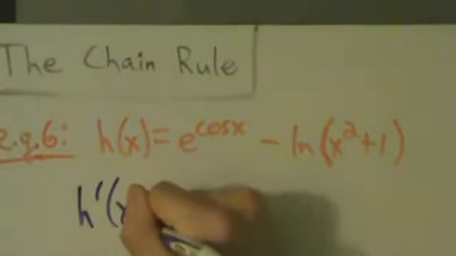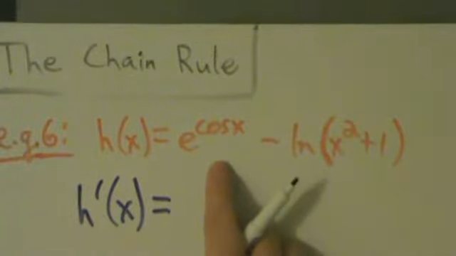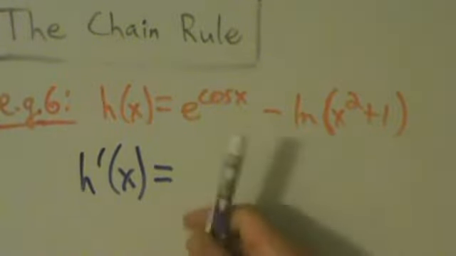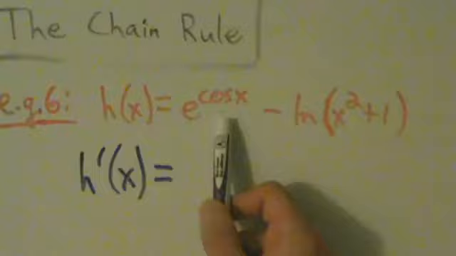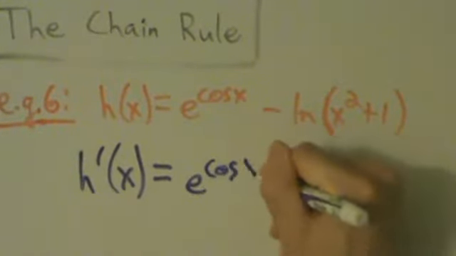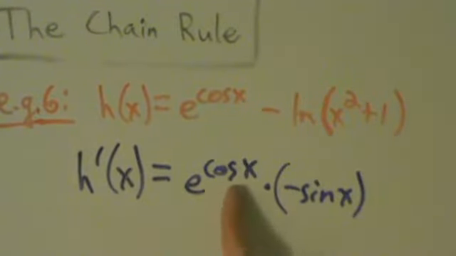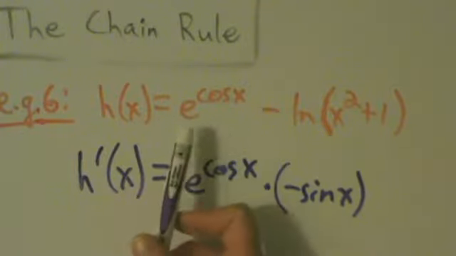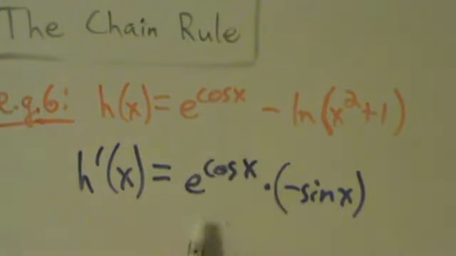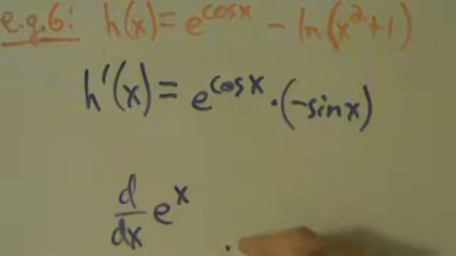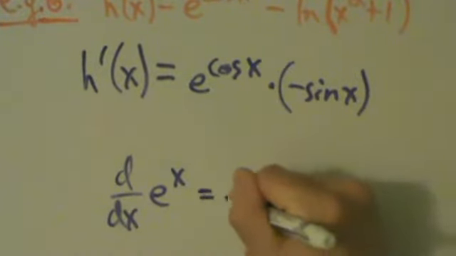So we want to find h prime of x, and for the first term we have e to the cosine of x. If we remember back from example 4, if you want to take the derivative of e to a thing, that's just going to be e to that thing multiplied by the derivative of that thing. In this case that thing is cosine of x, so the derivative of that thing is negative sine of x. So again, derivative of e to a thing is just e to that thing times the derivative of that thing. Remember, if you didn't see example 4, I recommend you check it out, but otherwise you could look at this here for now. d dx of e to the x is just e to the x.